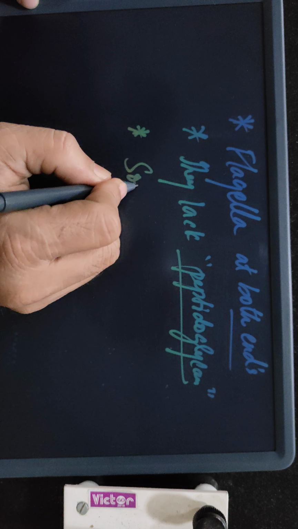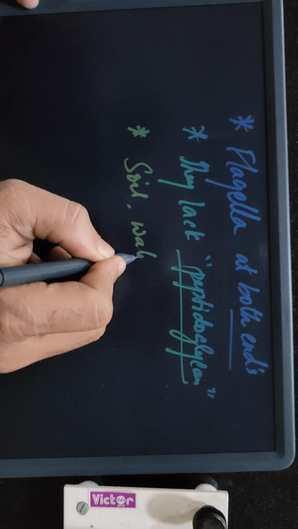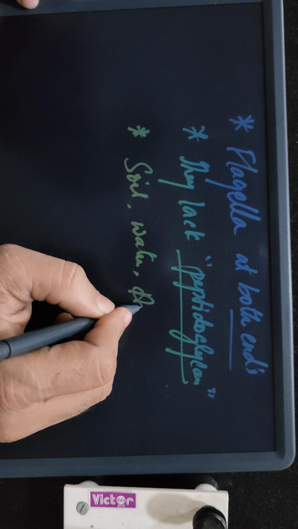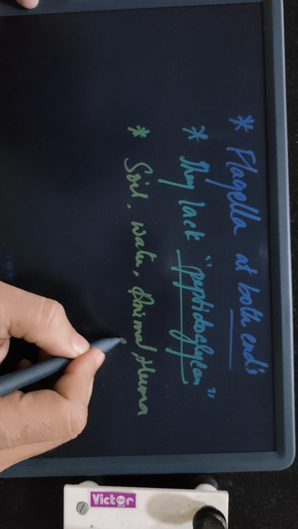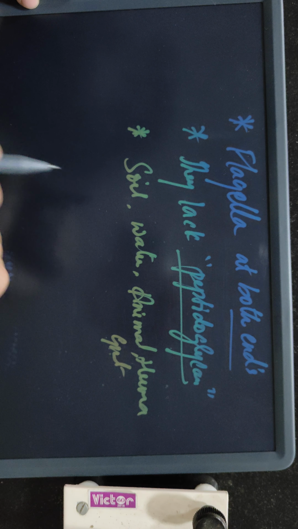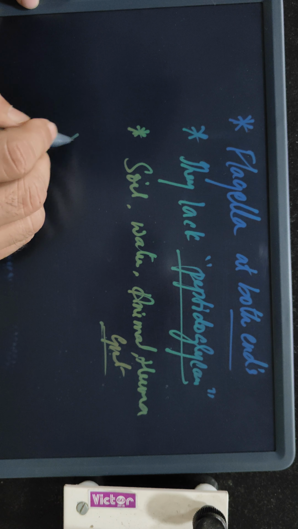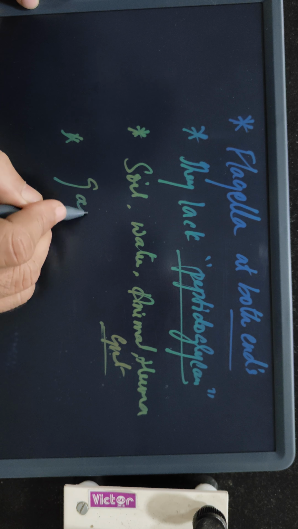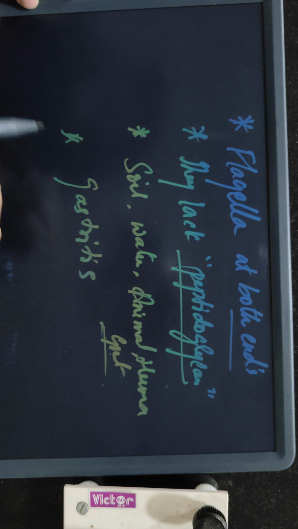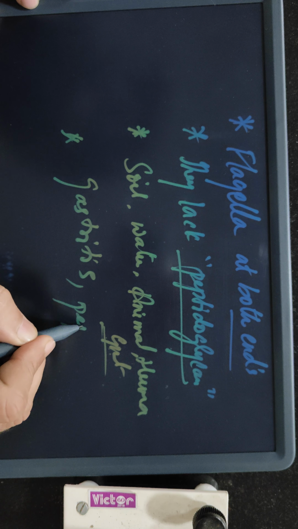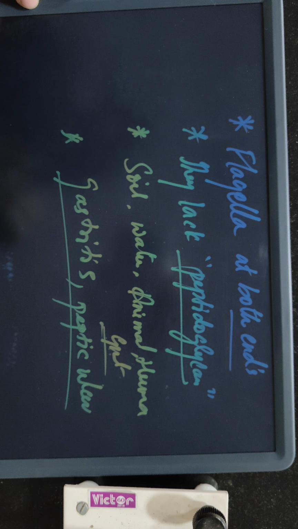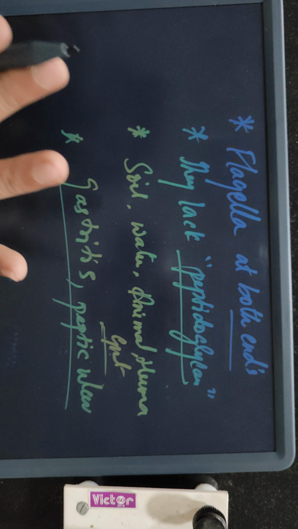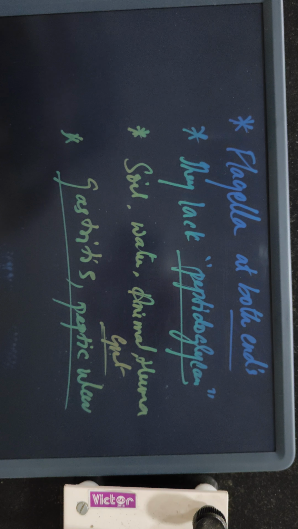They are abundantly found in soil, water, animal bodies, human, especially gut. You can find this. They are pathogenic, can cause gastritis, peptic ulcers, etc. So these were some of the characteristics of spiral shaped bacteria.